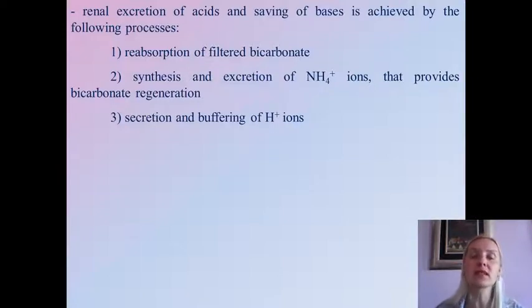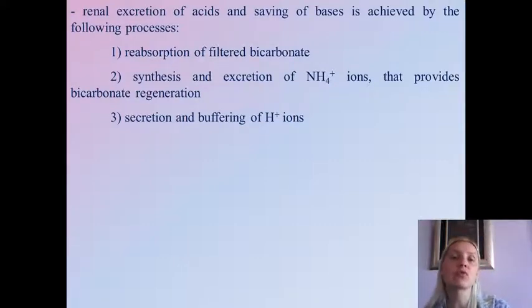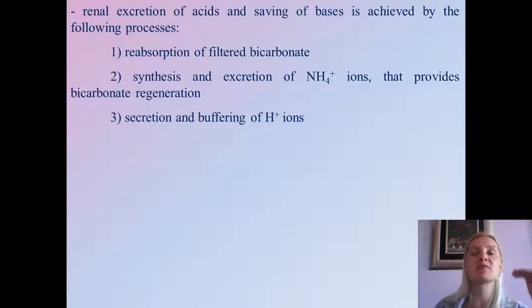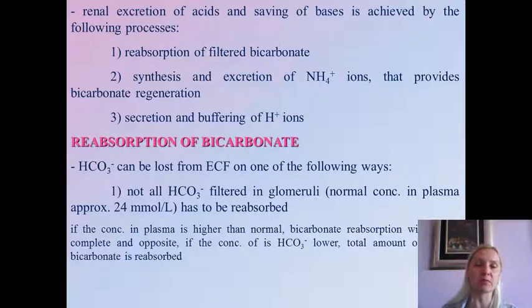So, renal excretion of acids is achieved by the following mechanisms, and we're going to talk about all of those. First, reabsorption of filtered bicarbonate is one very important process occurring at the level of kidneys. Then we have the synthesis of ammonia and excretion of ammonium ions, which are involved in the bicarbonate regeneration process. And finally, we have the secretion and buffering of hydrogen ions originating from non-volatile acids. So let's start one by one, and let's focus first on reabsorption of filtered bicarbonate.